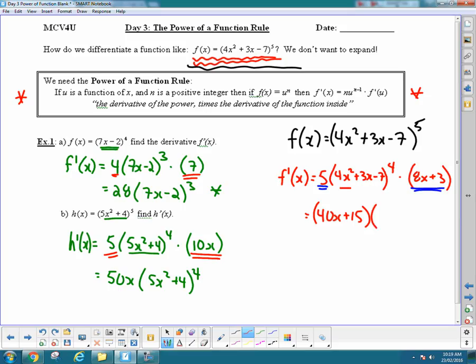And then this whole part here is just left alone, 4x squared plus 3x minus 7, all raised to the power of 4 this time. And that would be the derivative of the top. And again, you can see that's definitely much easier than having to expand that big trinomial 5 times.